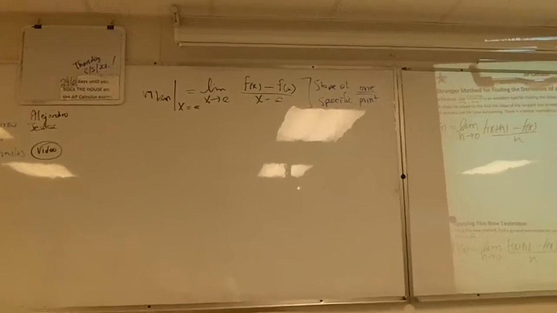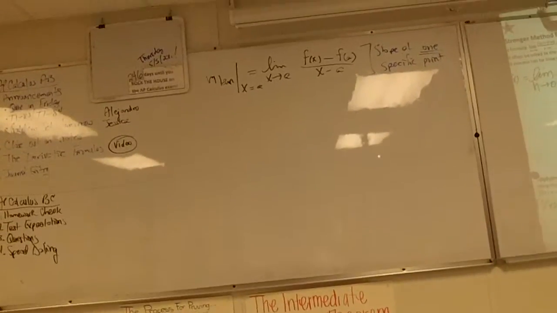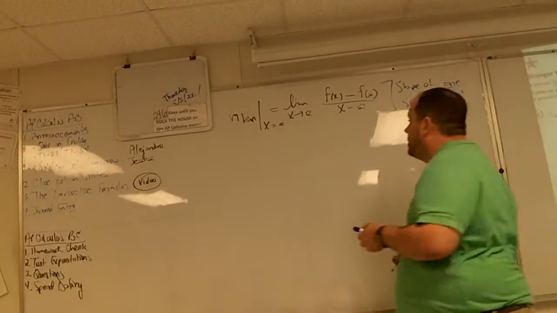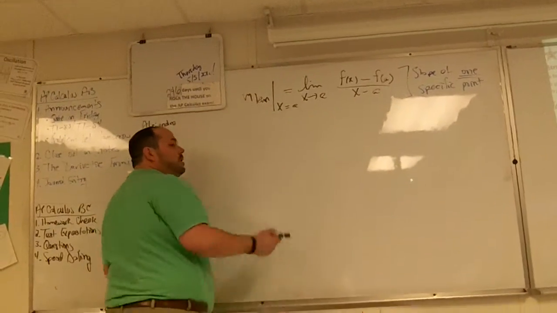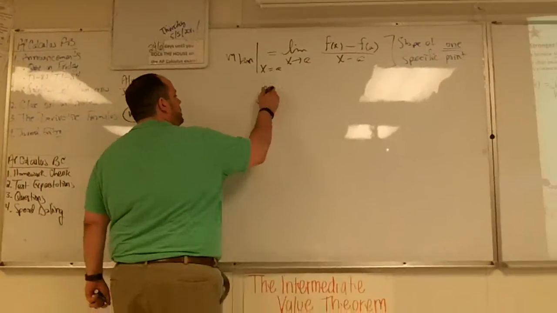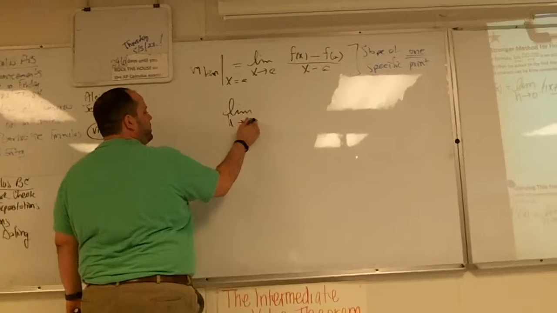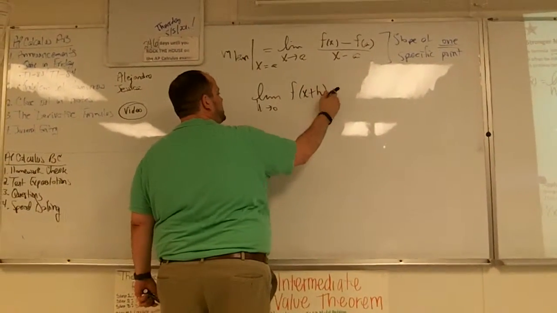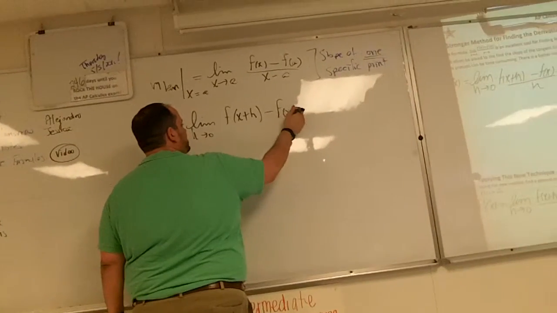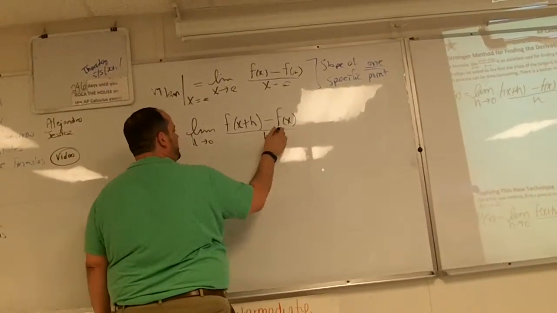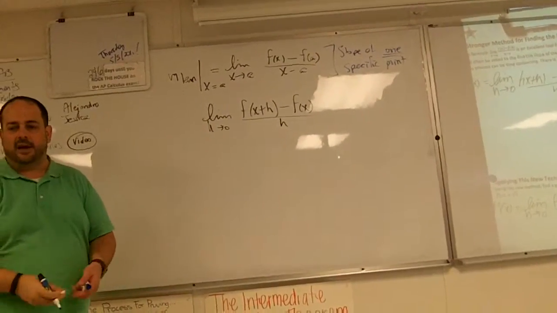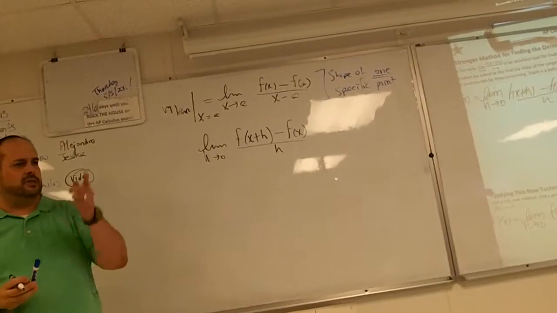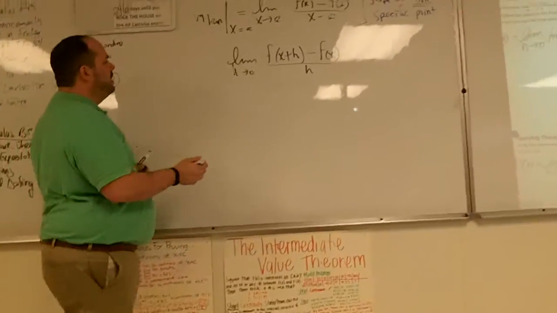There's a second one. The limit as h approaches 0 of f of x plus h minus f of x, all over h. There you go. What is that really telling you, Hector?